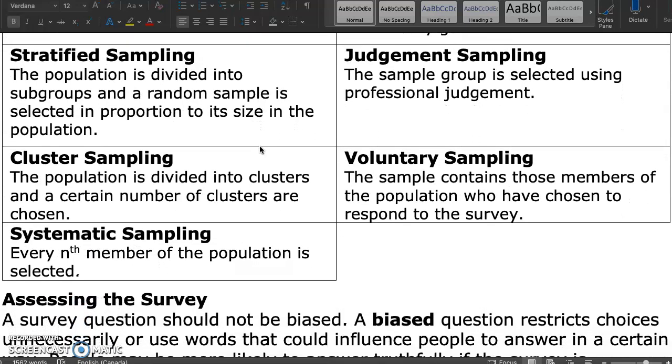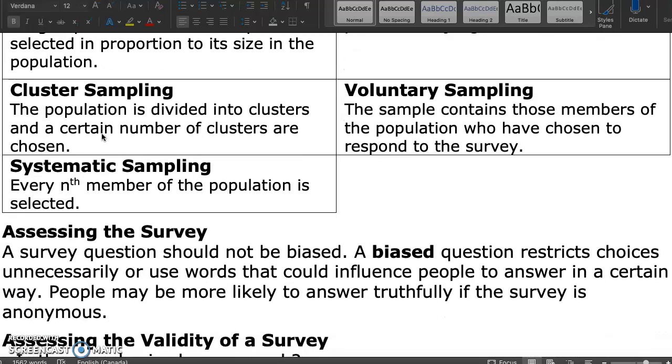In a stratified sample, the population is divided into subgroups and a random sample is selected in proportion to its size in the population. This is similar to the number of seats in the House of Commons, where, based on the population of each province and territory being different, every single group is given a number of seats roughly proportionate to the number of people in each group.